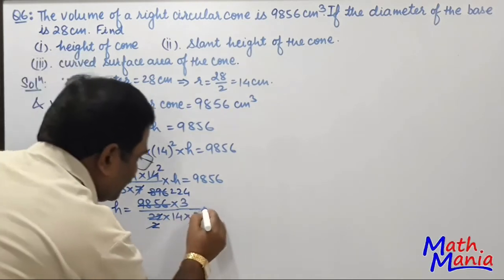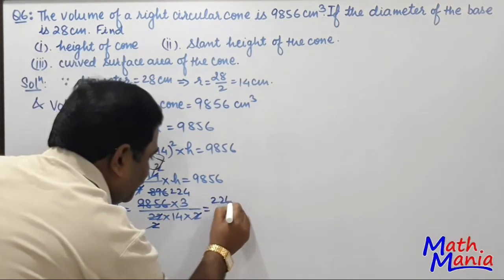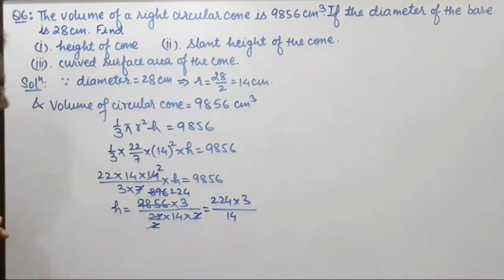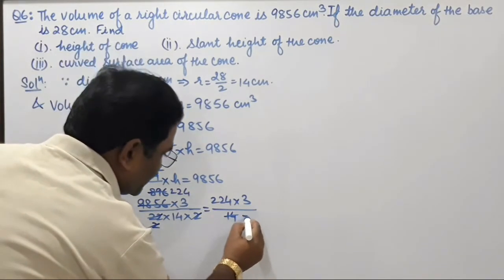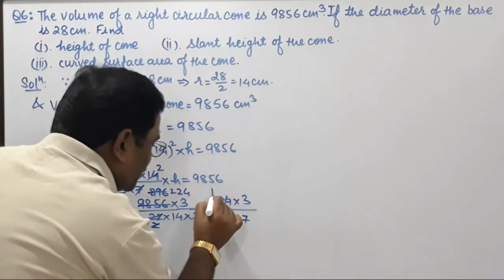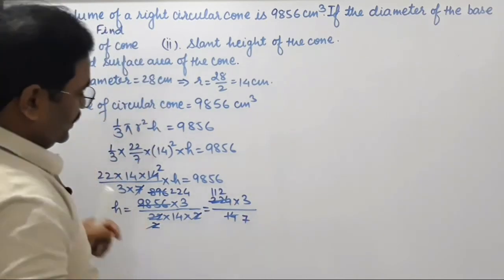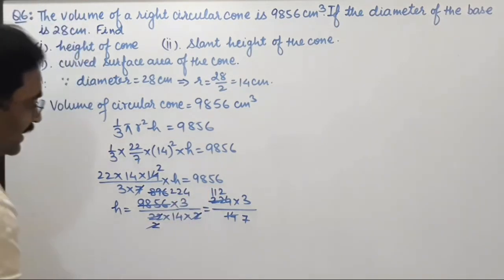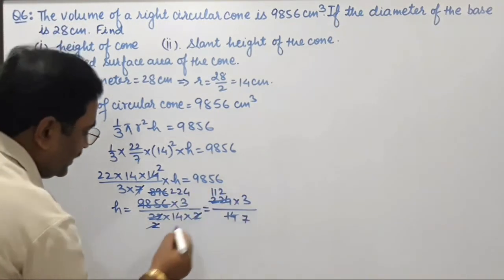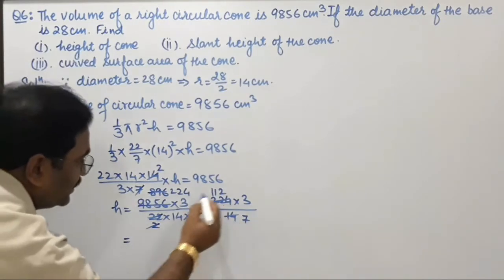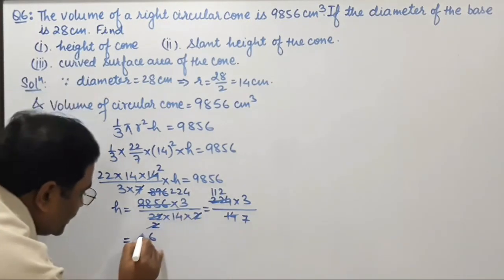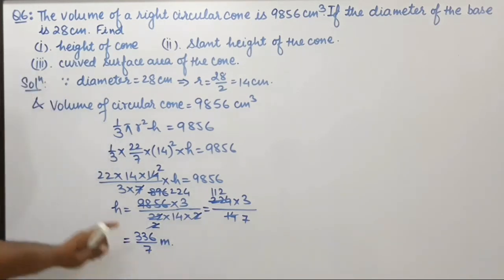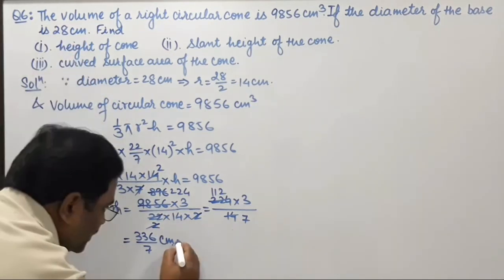Now what did we get? We got the value 224 into 3 divided by 14 only. By 2 we can simplify. 2 7s are 14, 2 1s are 2, 2 1s are 2, 2 2s are 4. So 7 1s are 7. Now this 112 is not simplified by 7, so multiplying it by 3, we get 3 2s are 6, 3 1s are 3, 3 1s are 3, so 336 upon 7 meter. Now we got the value of this height as 48.